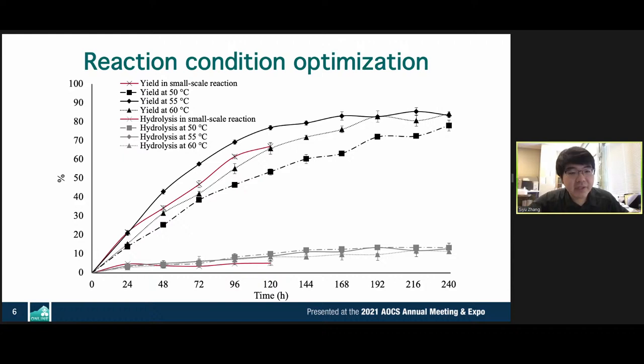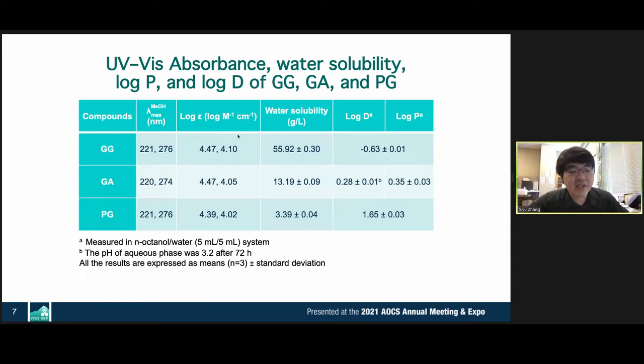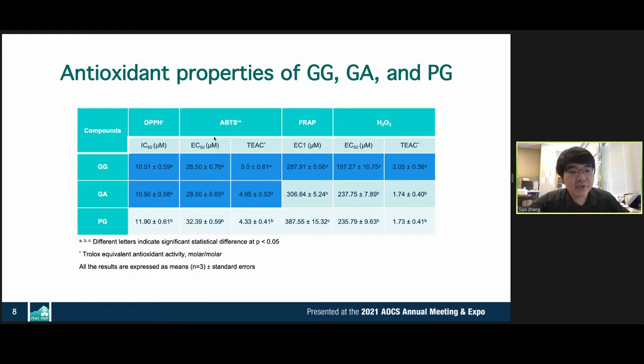And here's the characterization data for this compound. The UV absorption peaks are basically the same for 1-O-galloyl-glycerol, gallic acid and propyl gallate. The extinction coefficients are almost the same, but the water solubility of 1-O-galloyl-glycerol increased significantly after the modification. And it has the lowest log P value, which means it's the most hydrophilic among the three compounds. And the antioxidant property was determined using four common assays.